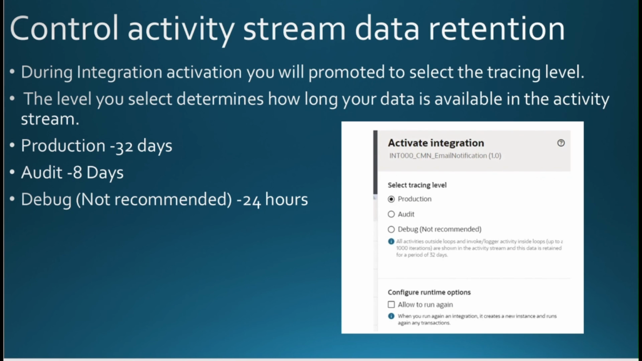Next one is control activity stream data retention. When you activate an integration, it prompts you to select the tracing level. Your tracing level determines how long you are going to store your logs in the activity stream. You can see the tracing levels: production, audit, and debug. You can store logs in production up to 32 days, and in audit level 8 days. Debug is not recommended, and stores for 24 hours.